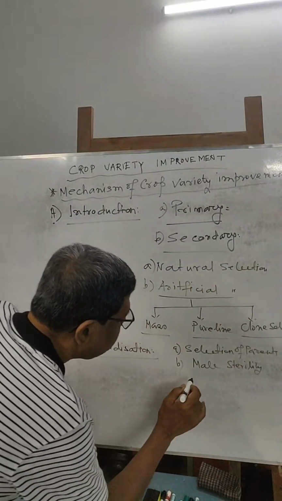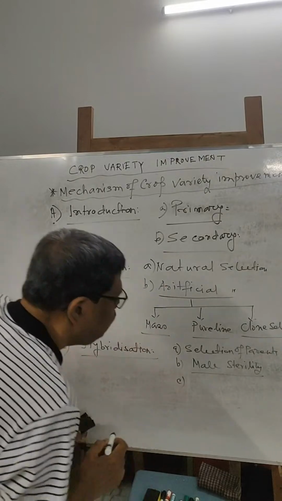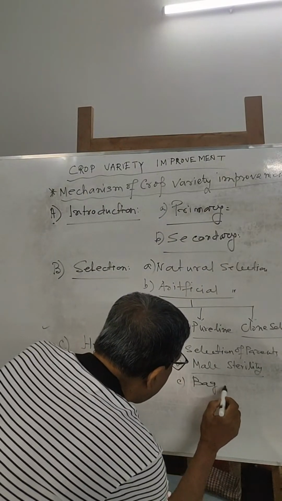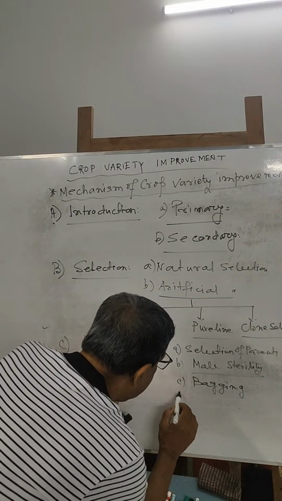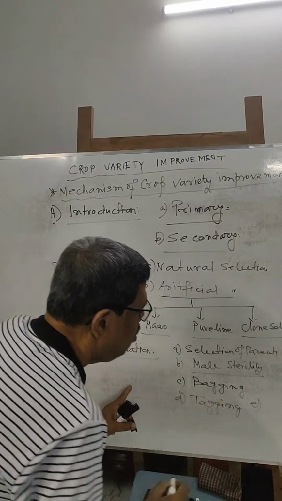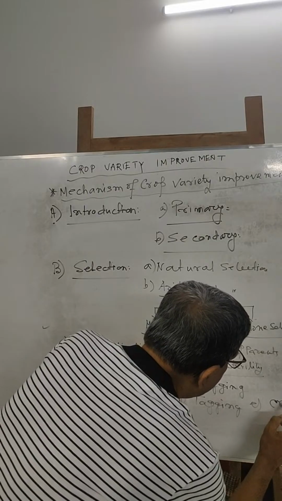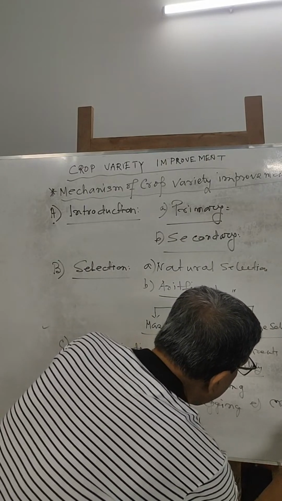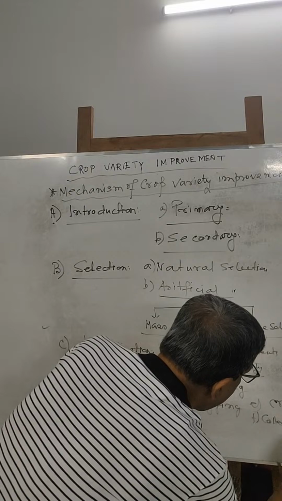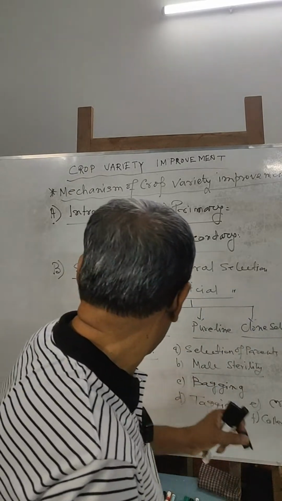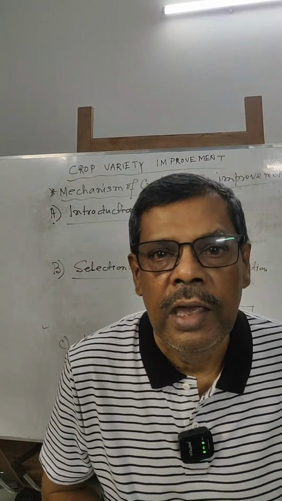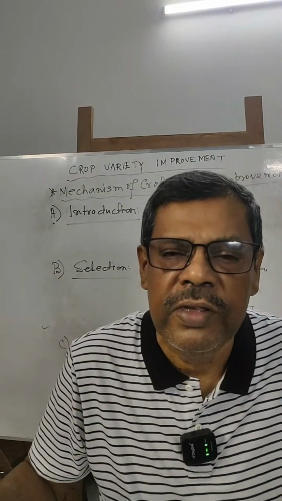Next stage, number C, bagging. Next, D, tagging. Next, E, crossing. Number F, collection of seed. There are several types of hybridization. It may be intervarietal, it may be interspecific, it may be intergeneric, and so on.